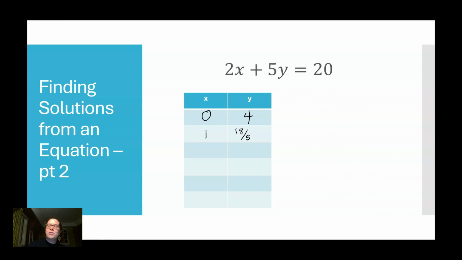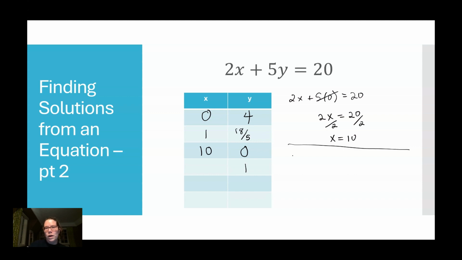So we're picking numbers, plugging them in, seeing what comes out. In those first two, we started with x's. Let's start with y's this time. Let's put a 0 and a 1 for y and see what happens. So 2x plus 5 times 0 equals 20. 5 times 0 is just 0. It's gone. Goodbye. 2 times x is 20. Divide by 2, and x is 10. Awesome. So that went with y is 0. We're going to put it right there.